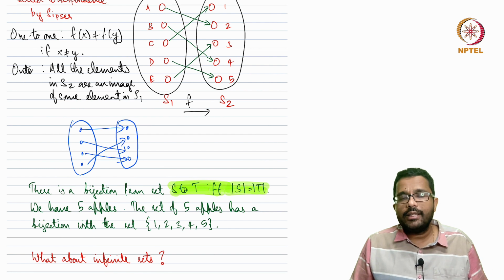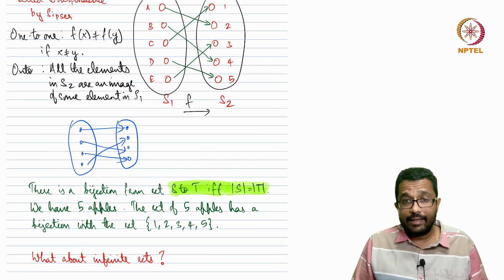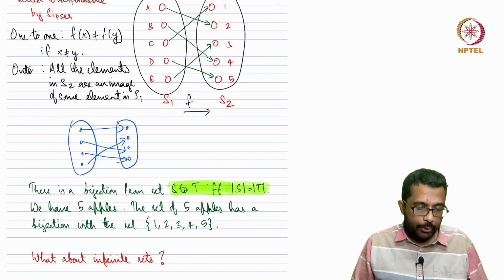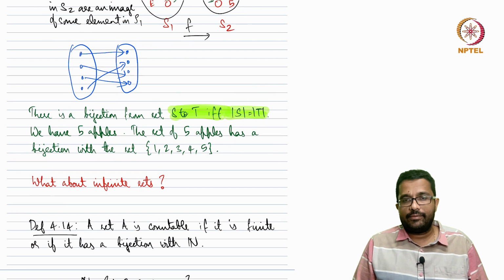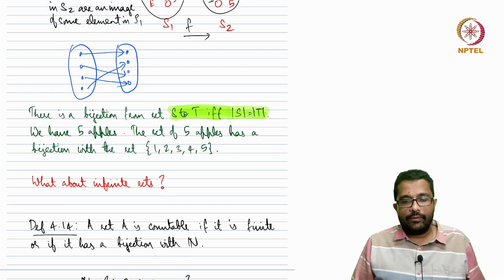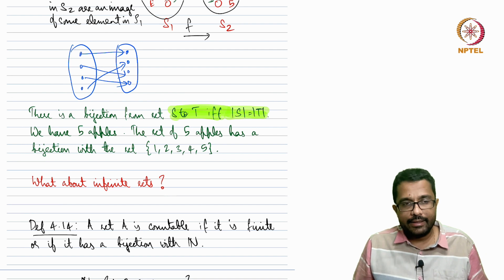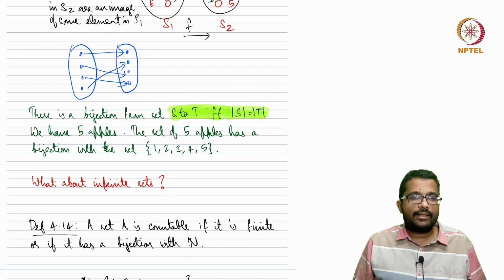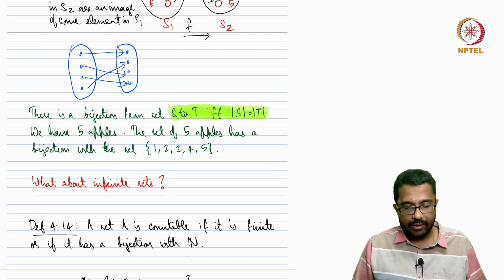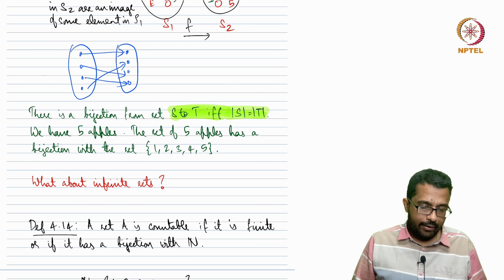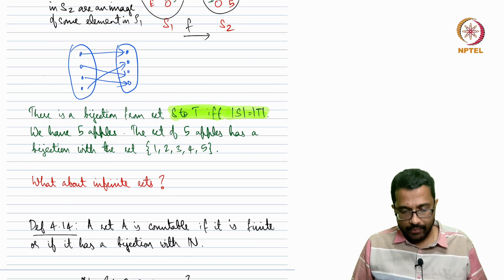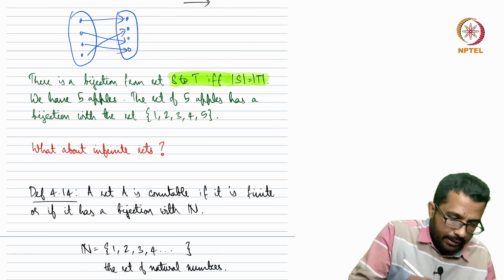Now this is all easy to see when we are dealing with finitely sized sets. Now we want to extend this notion to infinite sets. So we want to say that even for infinite sets, let's say A and B are infinite sized sets, A and B are of the same size if there is a bijection from A to B, even though they are infinite size sets. That's where the definition of countability comes into the picture.